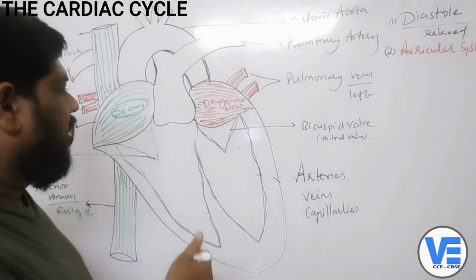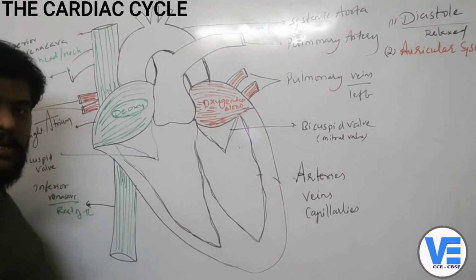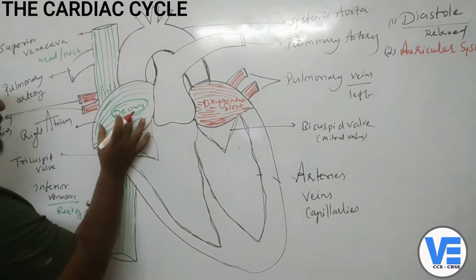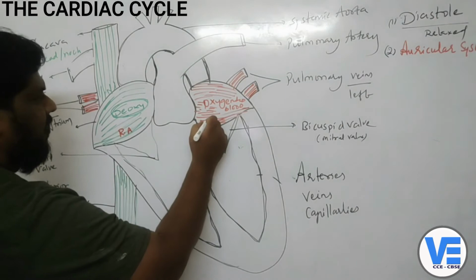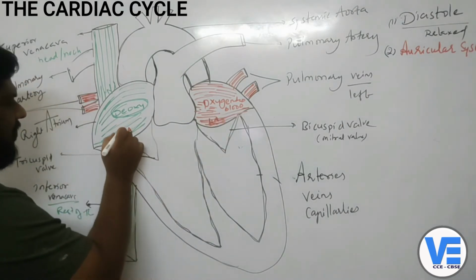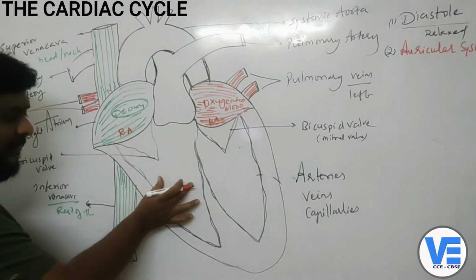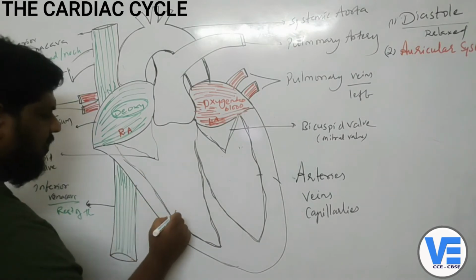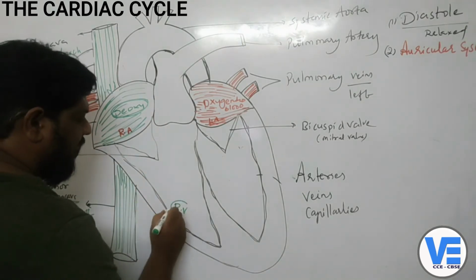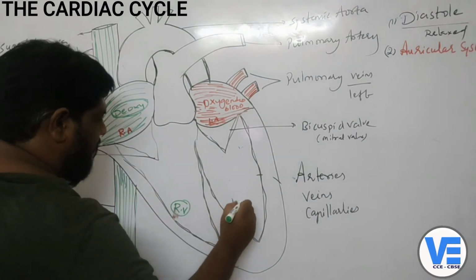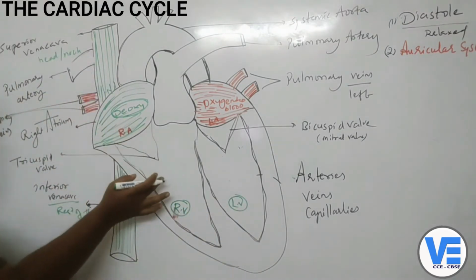Okay children, now when the auricles contract, this is the right auricle and this is the left auricle. So now the blood from the right auricle should come into the right ventricle. So this is the right. Okay, now this is the right ventricle. This is the left ventricle. Now this deoxy blood should come into here.